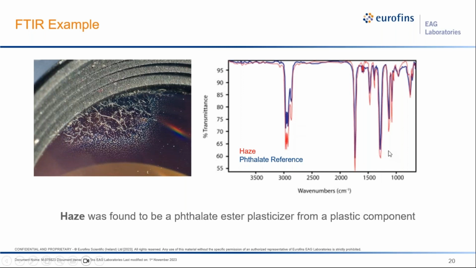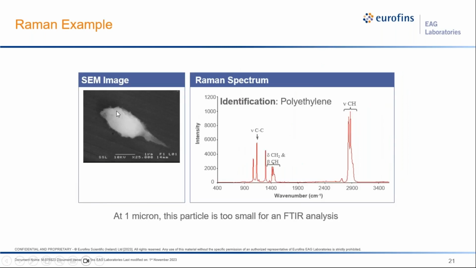So another example is Raman. Raman is really better. Raman and FTIR are very similar, but Raman's better for very small samples that are maybe 1 micron in size. So here we have an SEM image of a particle. It's a little over a micron, and using Raman, we can clearly identify it as polyethylene. This would be too small for FTIR.